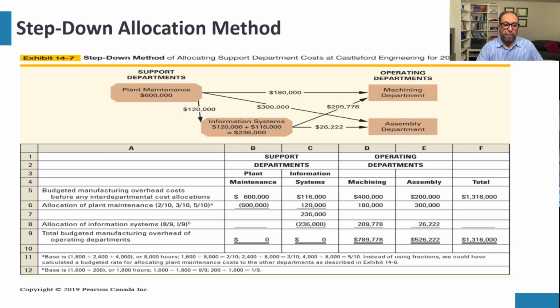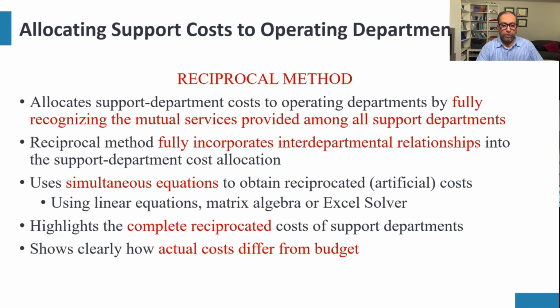The last method is called the reciprocal method, through which we allocate the cost of the service departments to the production departments. It allocates support department cost to operating departments by fully recognizing the mutual services provided among all support departments. The reciprocal method fully incorporates interdepartmental relationships into the support department cost allocation and uses simultaneous equations. As I mentioned, we are using simultaneous equations to obtain the reciprocated artificial cost, using linear equations, matrix algebra, or Excel solver to solve these equations and get the values.